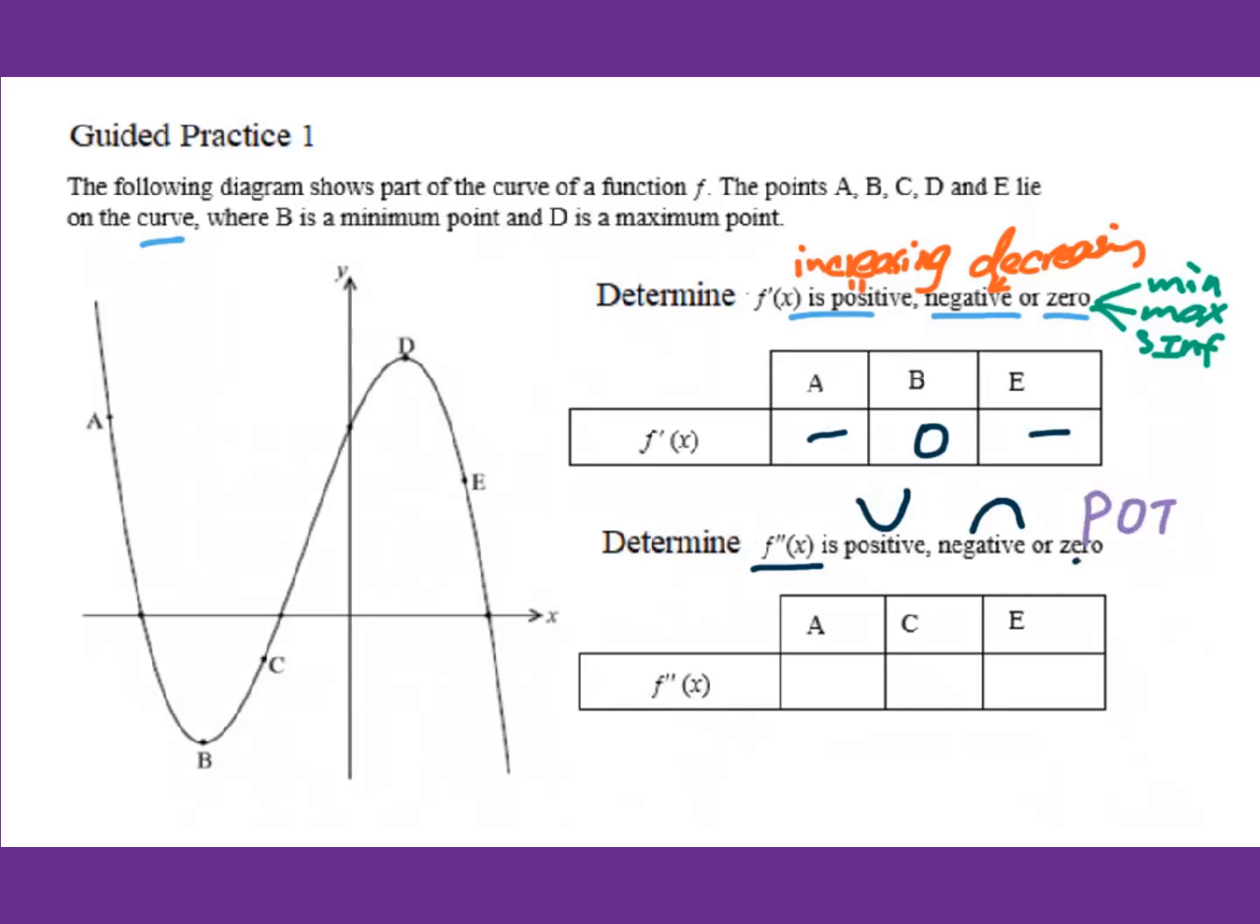Point of inflection. So for A, this is concave up, positive. For C, it didn't say this is a point of inflection. So the curve is concave up, which is positive. For E, concave down is negative.